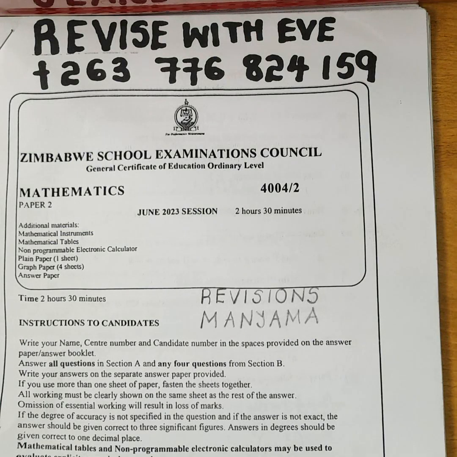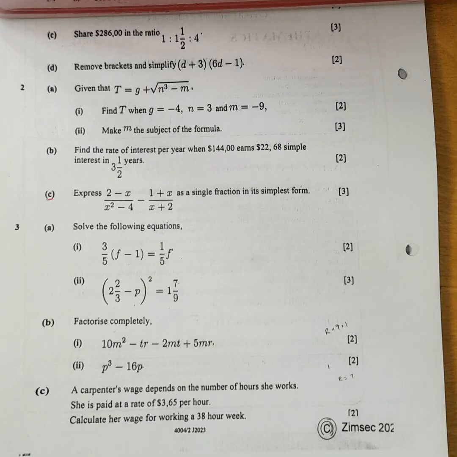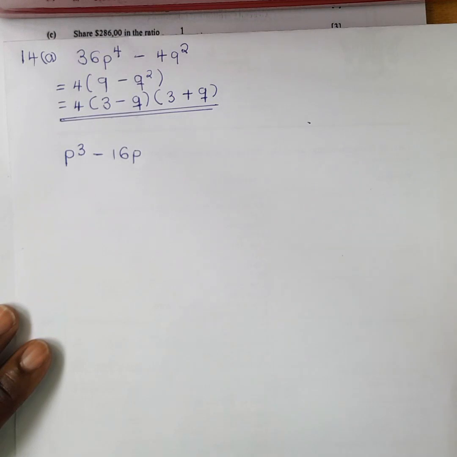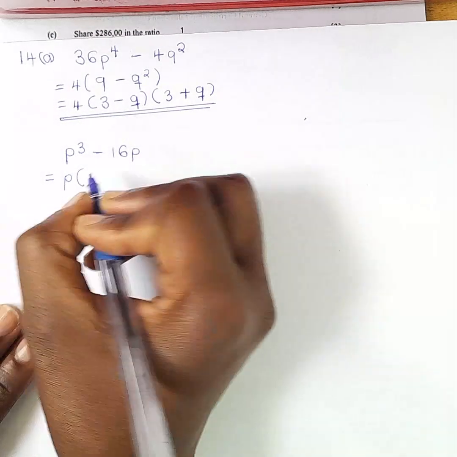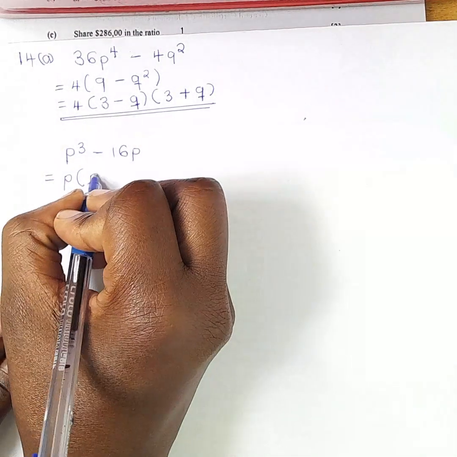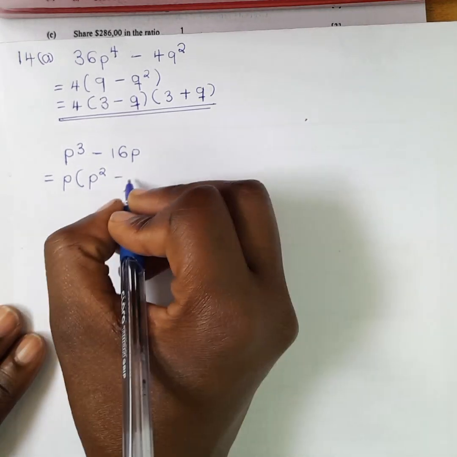We are going to extract our third question from June 2023, Maths Paper 2. The expression with two terms was on number 3b, part 2, which is saying factorize completely p to the power of 3 minus 16p. We need to factor out the highest common factor, which is p, and then we say p to the power of 3 divided by p, we get p squared, minus 16p divided by p, we get minus 16.